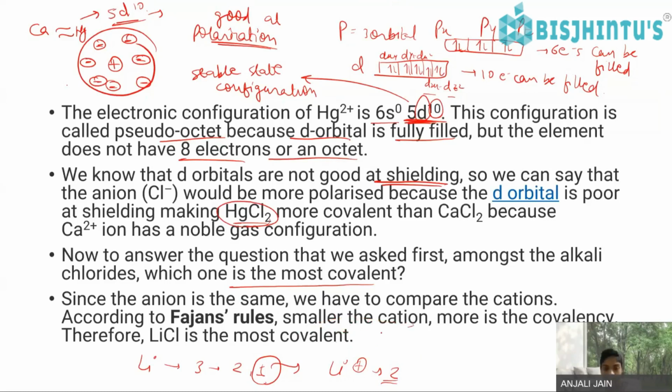What they are telling, smaller the cation, जितना ज्यादा हमारा कैटायन छोटा होगा उतना ही अच्छा वैलेंस, उतना ही अच्छा कोवलेंट बॉन्डिंग बनेगी.